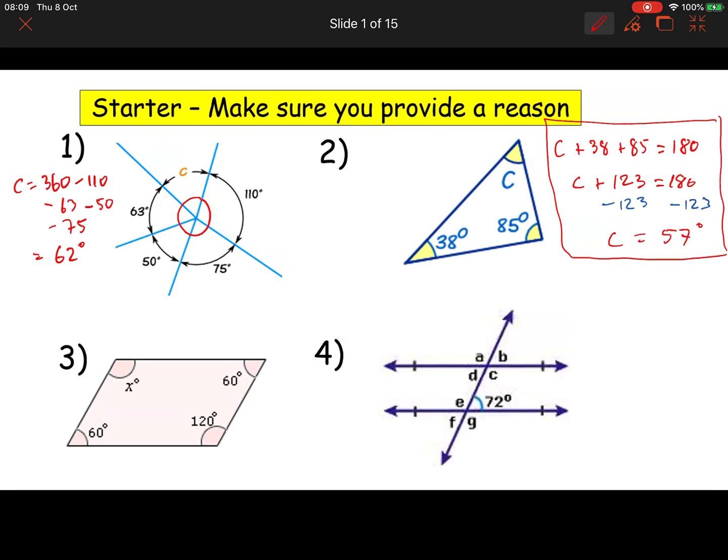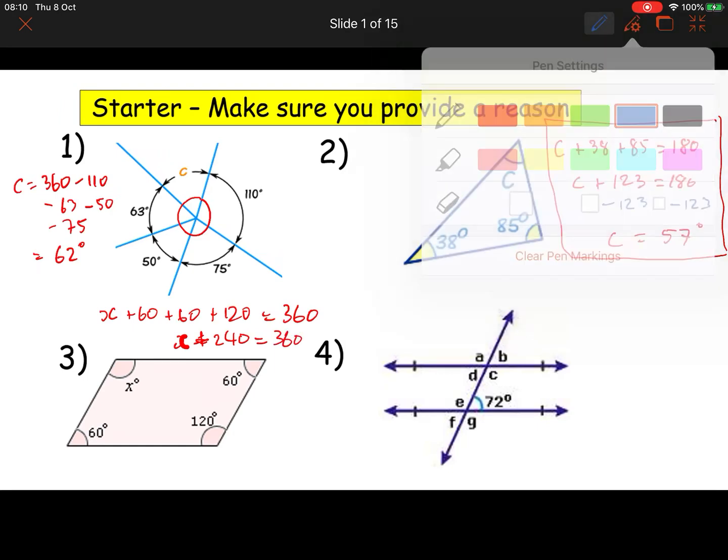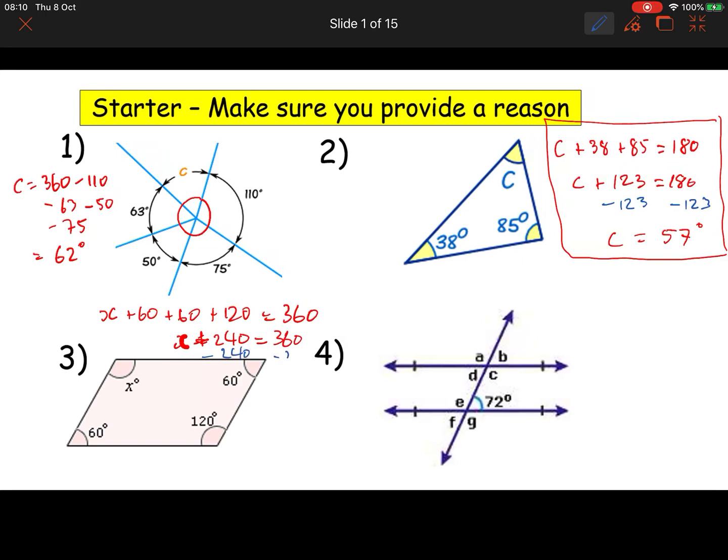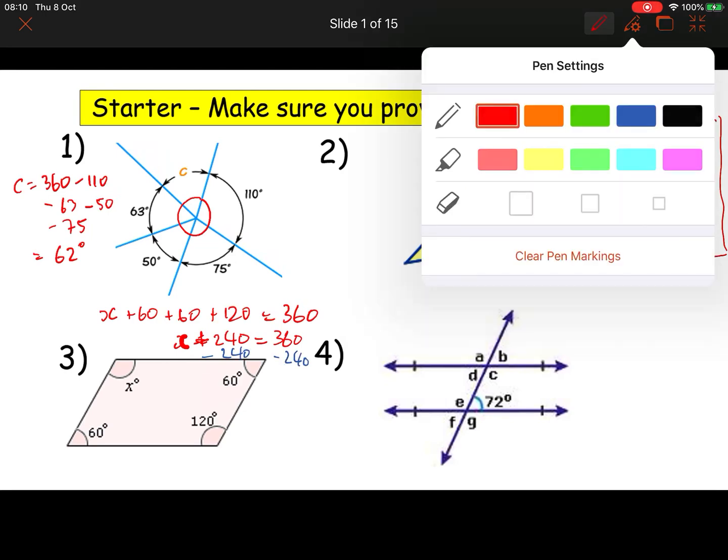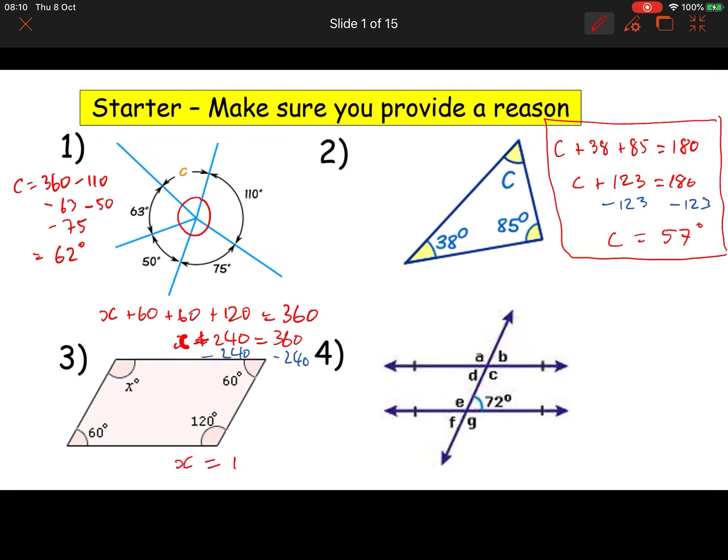It's a quadrilateral, and we should know that the sum of angles in a quadrilateral is 360 degrees. So we're going to do x plus 60 plus 60 plus 120 should be equal to 360 degrees. Again, we have an equation. I don't need a calculator for this. x plus 240 is equal to 360 degrees. So take 240 from both sides, and we're left with x is equal to 120 degrees.